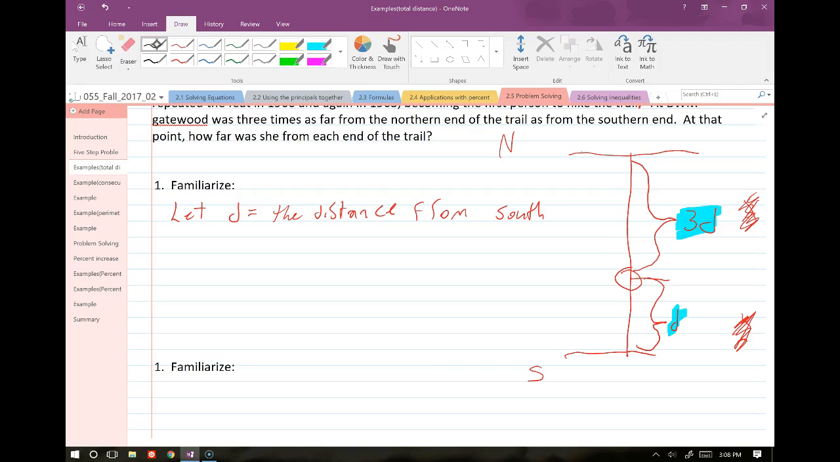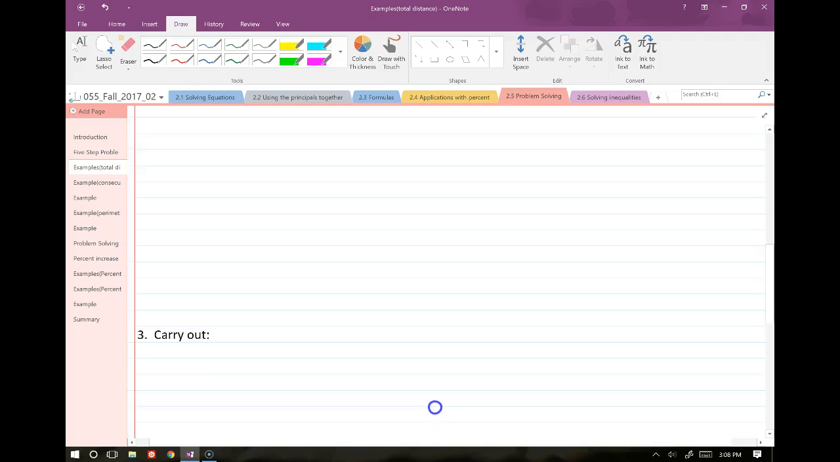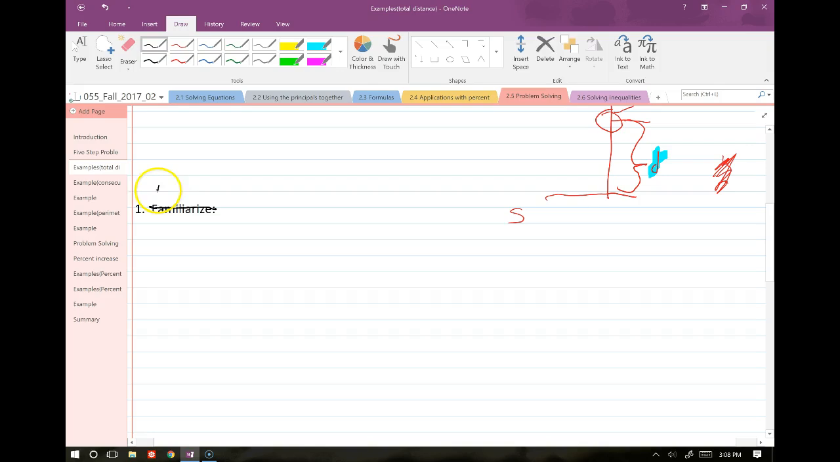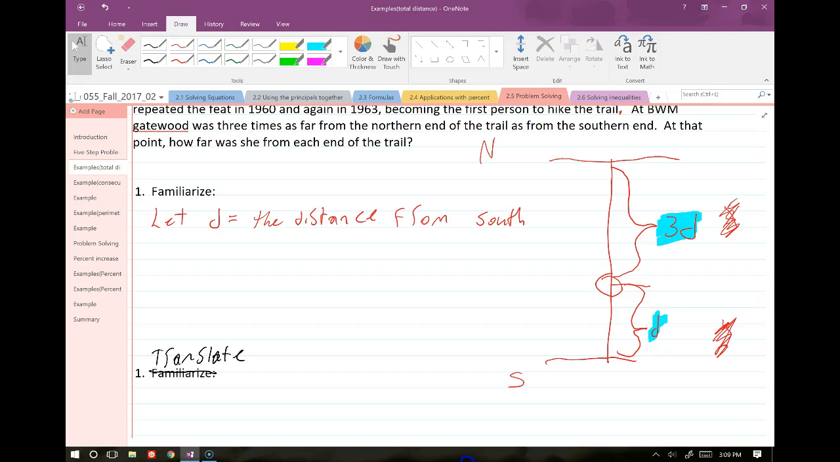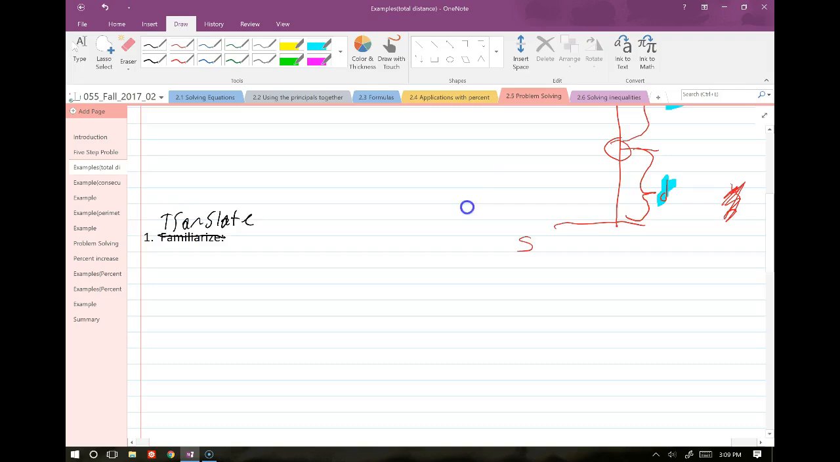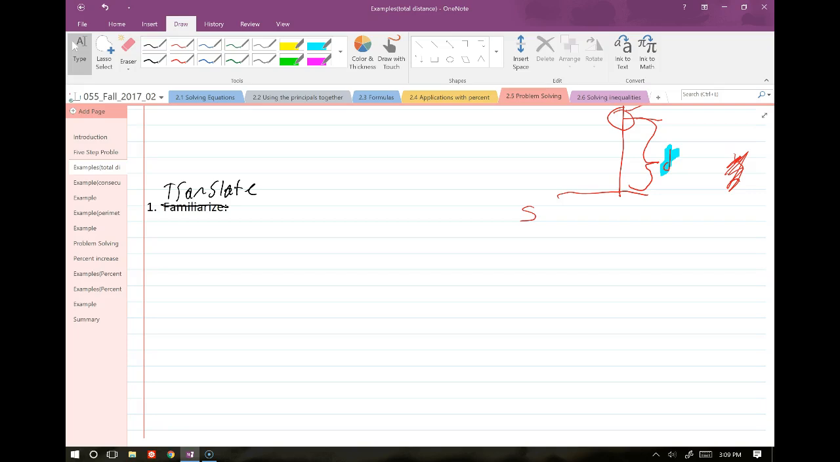Okay, so, oops, step one came first in those. I messed this lecture up, guys. So this is supposed to be translate. All right, so we just familiarized ourselves. We named the variables. Now let's go ahead and translate. So what they're asking us in this problem, or I guess the sentence that we're going to use, right?